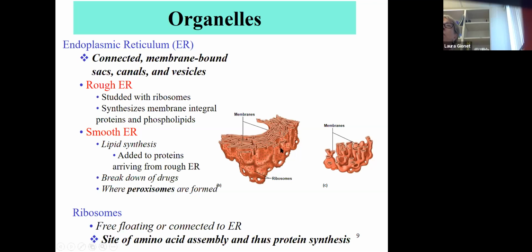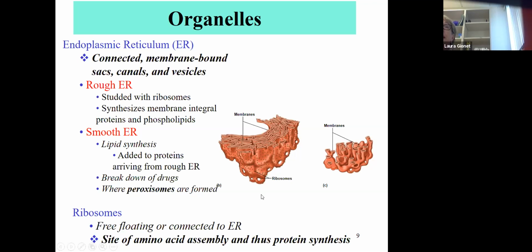And they transport molecules through there. The rough endoplasmic reticulum will be integral in forming phospholipids and different proteins. And the smooth endoplasmic reticulum primarily works on lipid synthesis and breaking down of drugs and detoxification. But here we have, first, the rough endoplasmic reticulum. It's called rough because ribosomes stud the surface and it gives it a rough appearance. And this is where we synthesize membranal integral proteins and phospholipids.